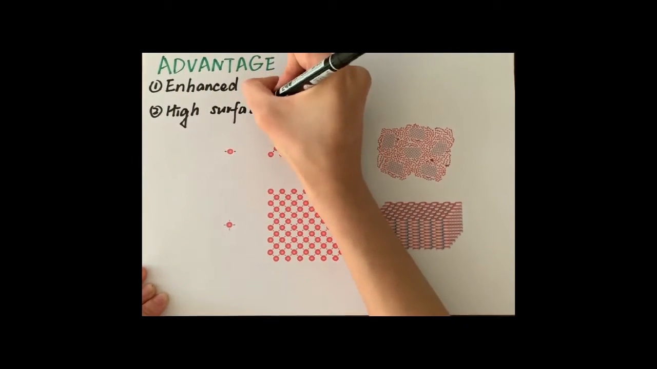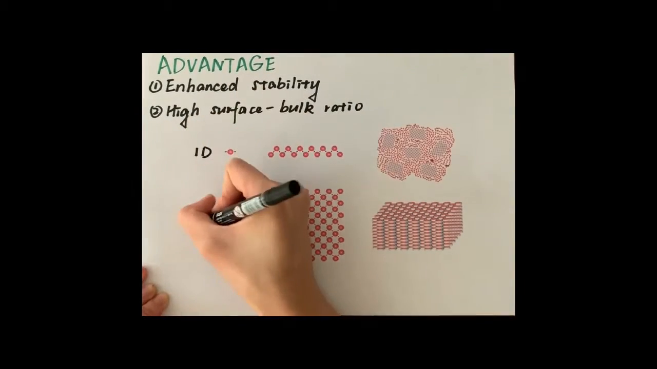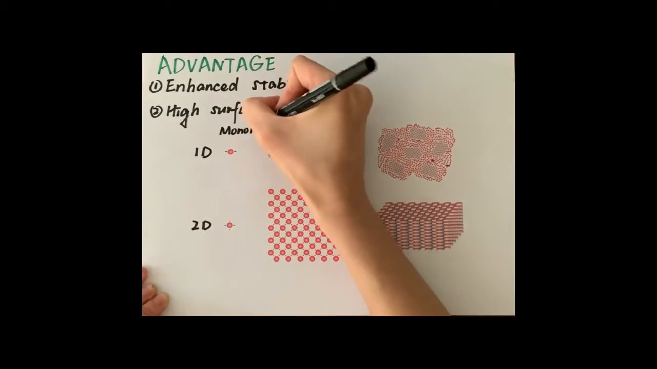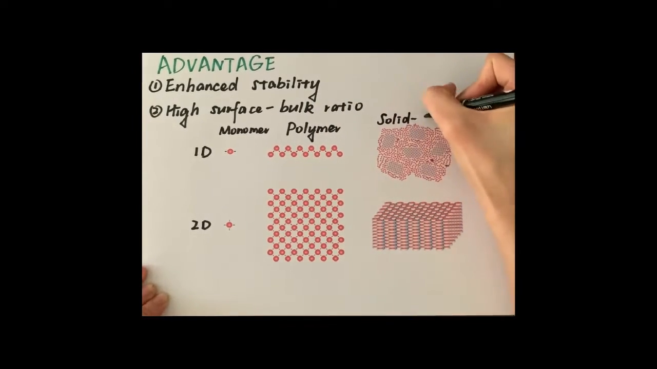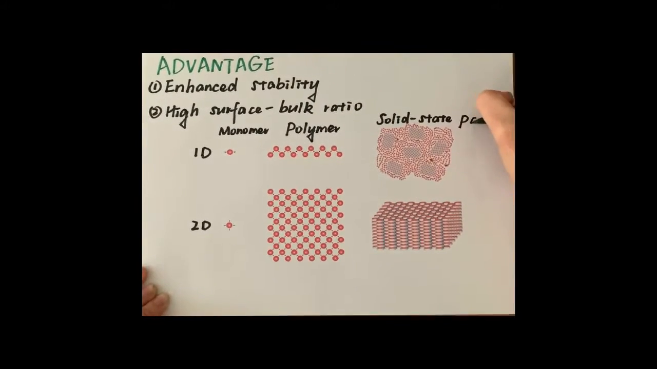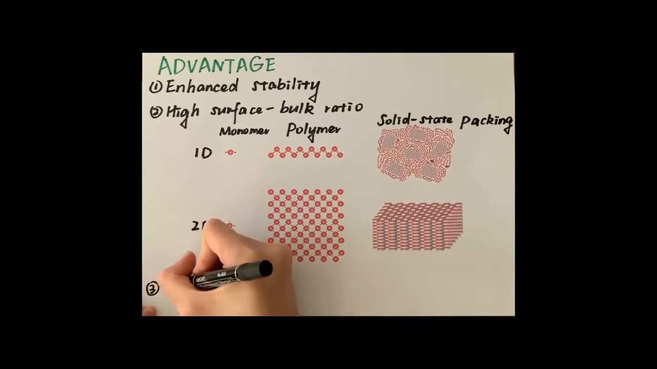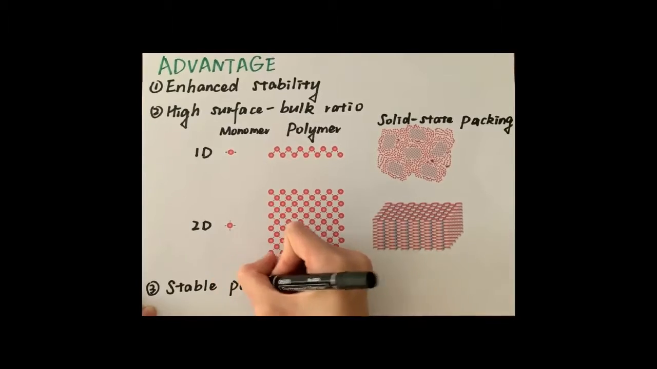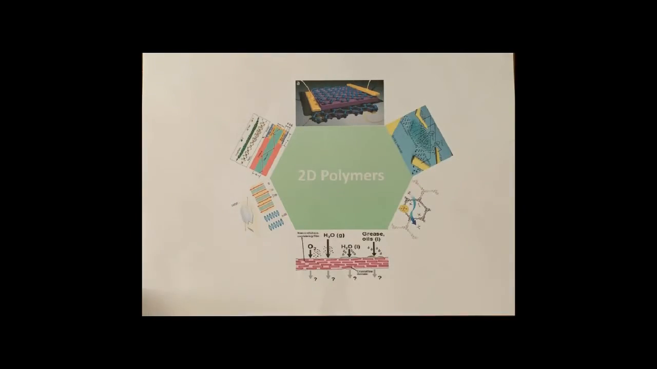Secondly, the high surface to bulk ratio of 2D polymers offers a means of organizing chemical functional groups, while even quite subtle changes in chemical structure can dramatically and adversely affect the solid state structure of 1D polymers. Finally, 2D polymers frequently integrate stable pores of defined size and shape, providing high specific surface area suitable for post-synthetic functionalization.